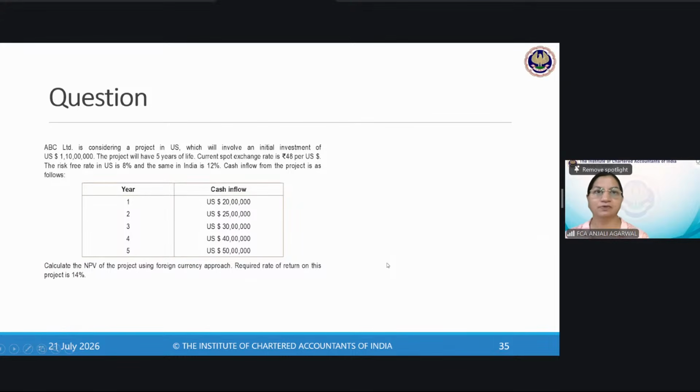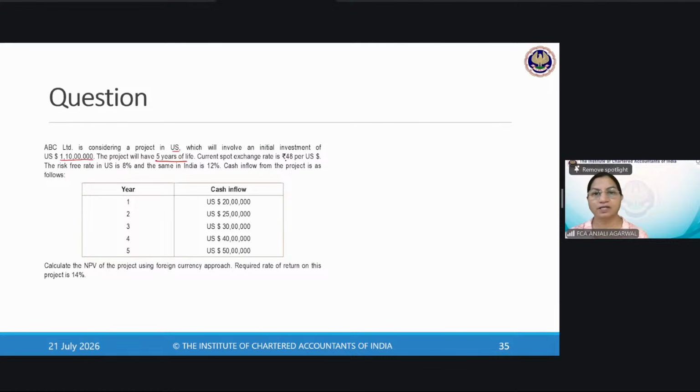Our next and last question, most probably on international financial management, is about calculating the present value or NPV of a project, which can be done in the home currency or in the foreign currency. So let's look at ABC Limited, which is considering a project in the US with an initial investment of 11 million, or 1 crore 10 lakhs. US dollar 11 million. The life of the project is 5 years.